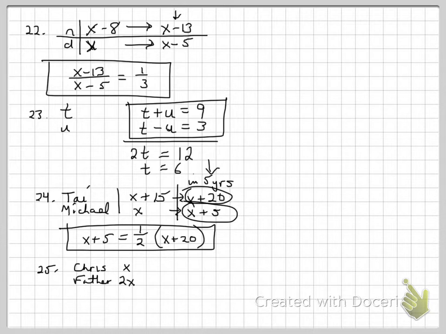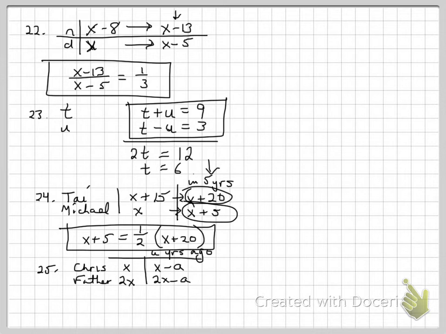Either way. Now we're going to talk about a years ago. Not this time a number like 7 years ago, but a variable, a years ago. So this would become a variable or an expression with two different variables in it. A years ago, Chris would have been x minus a, and father would have been 2x minus a.